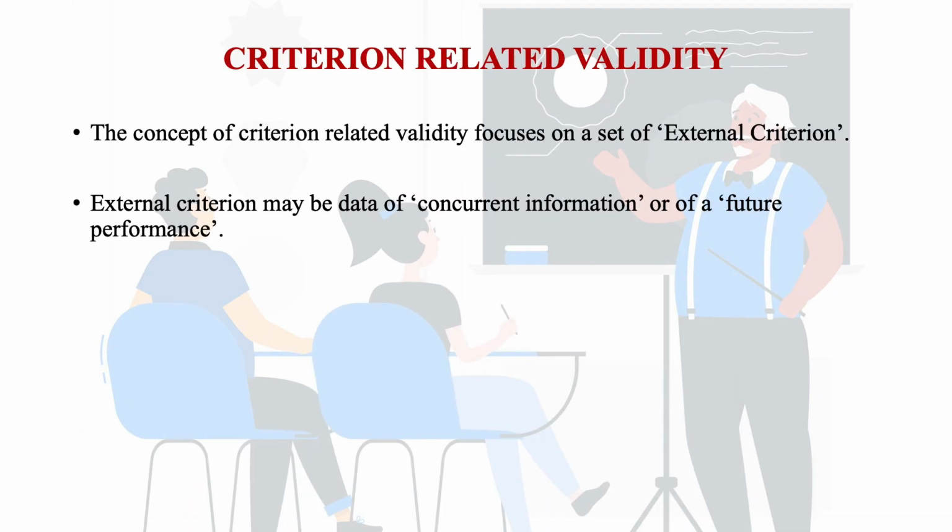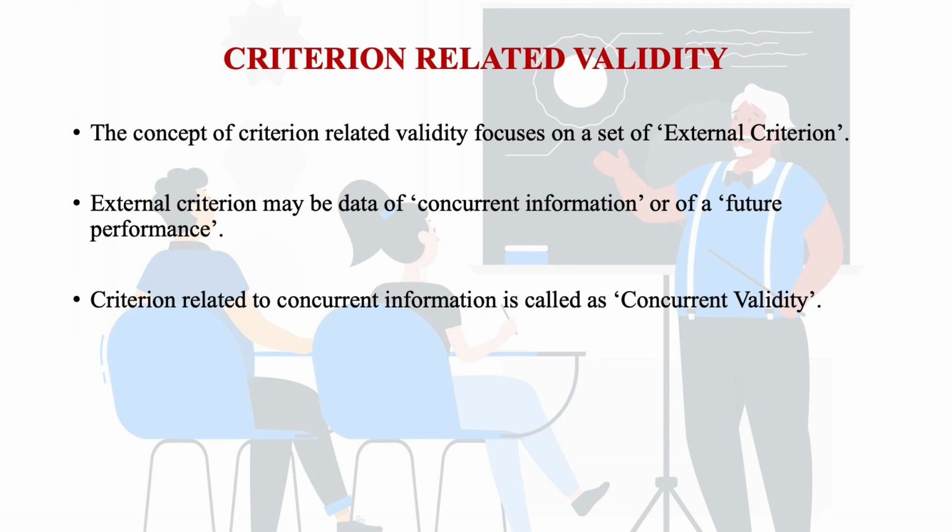It is supposed to be developed, it is supposed to be used for determining the validity of a tool. So far as the external criterion is concerned, criterion related to concurrent information is called concurrent validity, and criterion related to future performance or the external criterion is called predictive validity. So here two important methods come under criterion related validity: one is concurrent validity and the other is predictive validity.